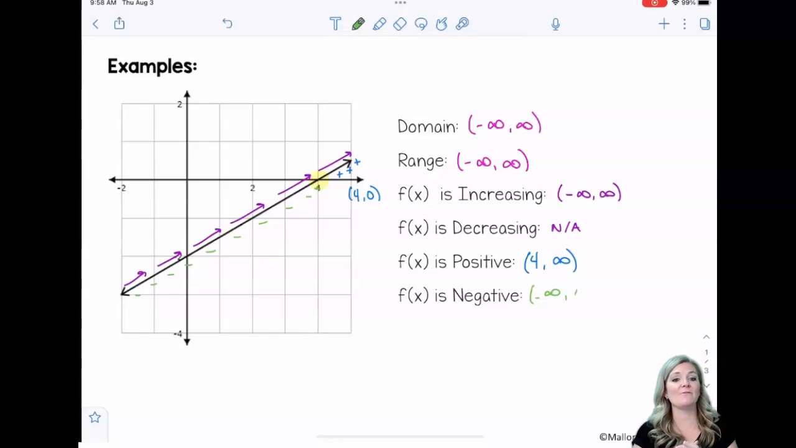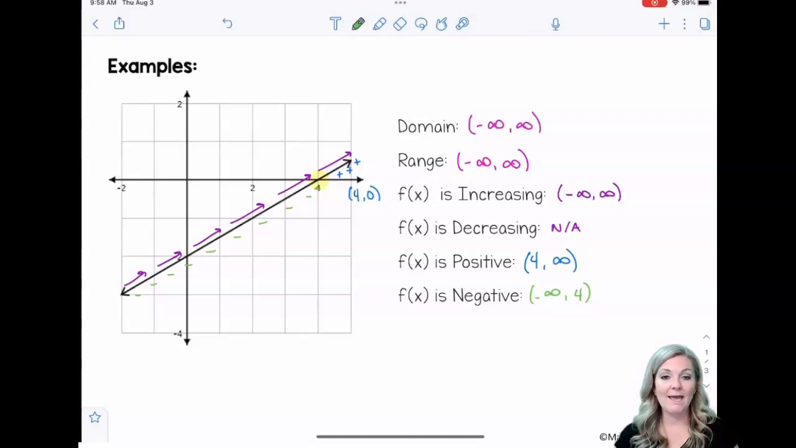So it's negative. How far left is it negative? Or where does it start being negative? Well, it starts at negative infinity. And where does it stop being negative? It stops being negative at 4. And again, 4 is 0. The output of 4 is 0, and 0 is not positive nor negative, so 4 also on this one gets a parenthesis and not a bracket.